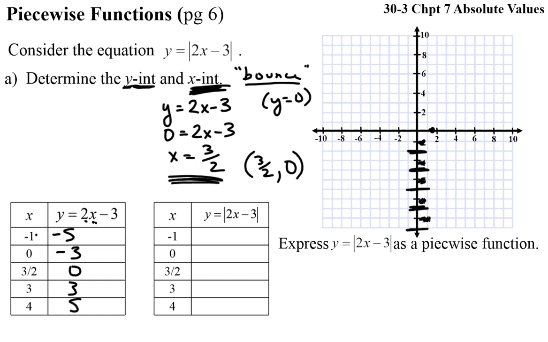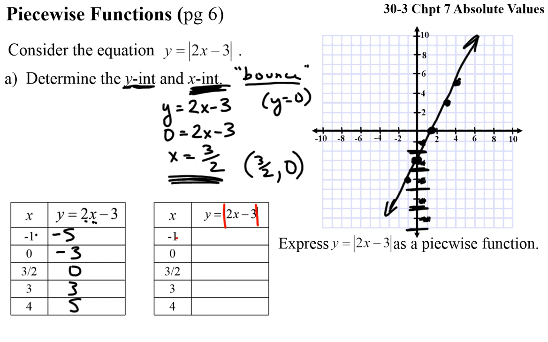So we have -1, -5. We have 0, -3. We have 3/2 and 0. We have 3 and 3. And we have 4 and 5. So we can see that that makes sense because we have a straight line, it's linear. There's our graph.